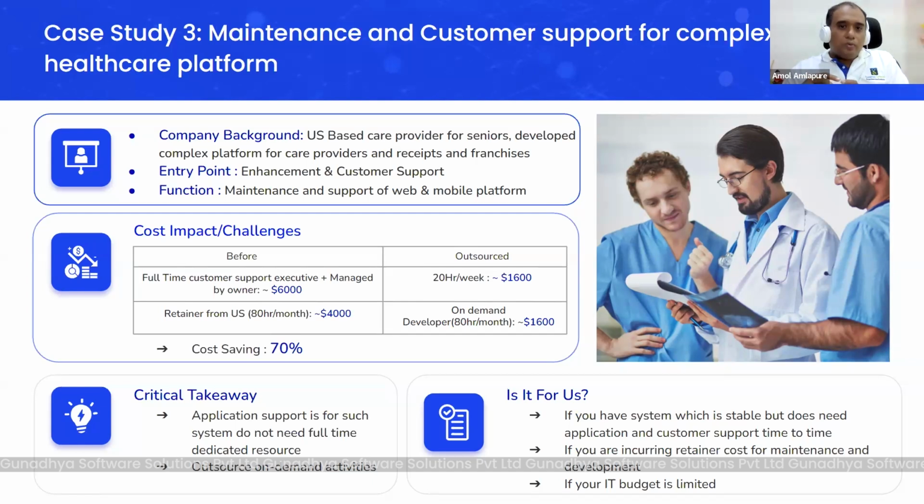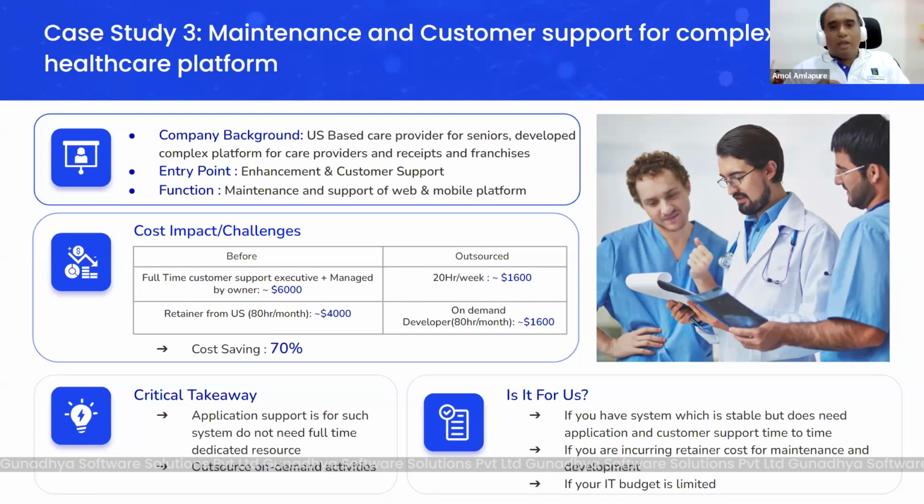One of the tweaks we made is we provided them a part-time application support person and provided maintenance and enhancement services on demand, basically in a phased manner, instead of on a retainer basis. Again, an agency with multiple developers and multiple projects can do that. It's not possible in-house where you have a single project to manage, right?